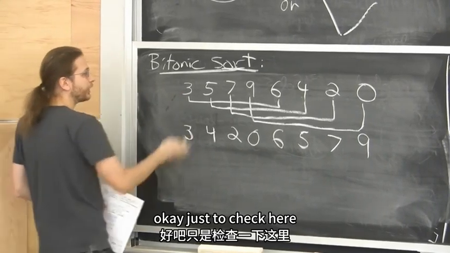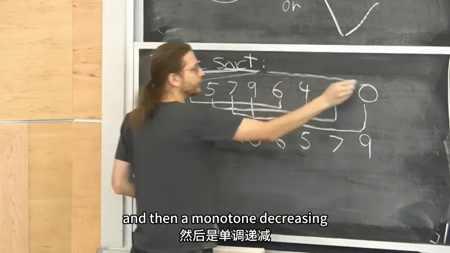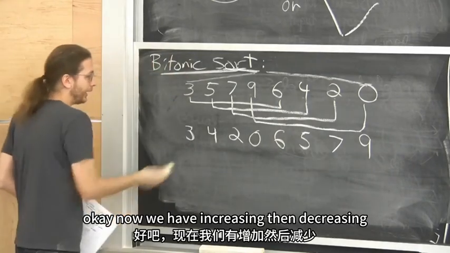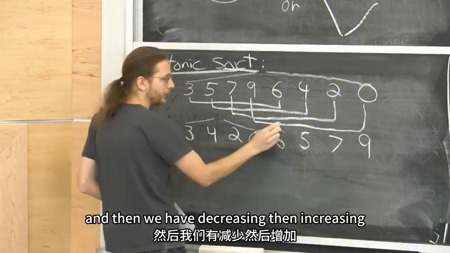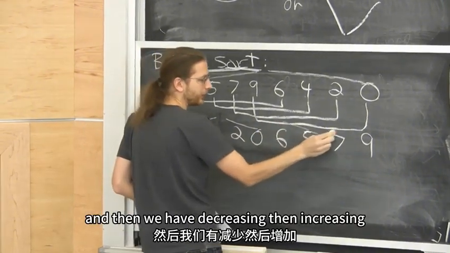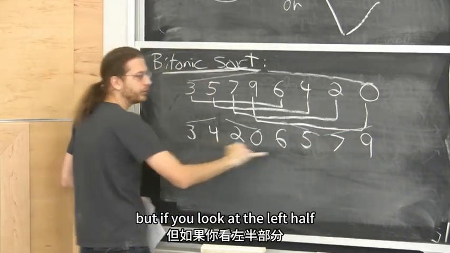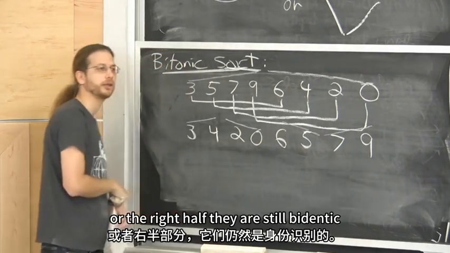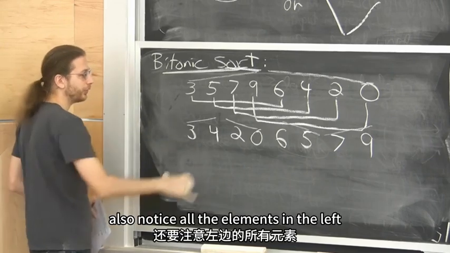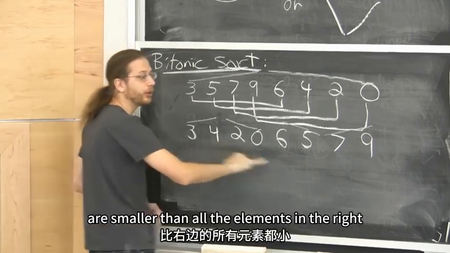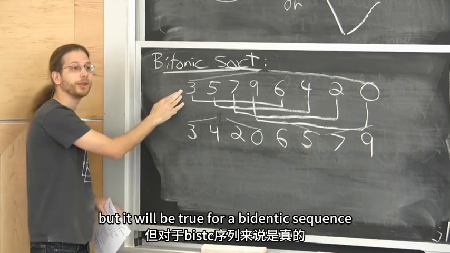Okay, just to check here, this was a monotone increasing subsequence and then a monotone decreasing. Now we have increasing, then decreasing, and then we have decreasing, then increasing. But if you look at the left half or the right half, they are still bitonic, and that's an invariant. Bitonic will be preserved here. Also notice all the elements in the left are smaller than all the elements in the right. That's not true for an arbitrary sequence, but it will be true for a bitonic sequence.